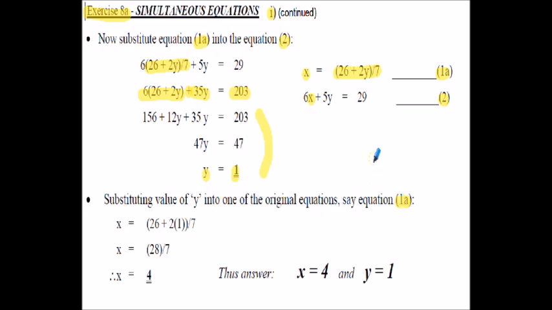To find the value of x, what we do is we back substitute into equation 1a. So we've got the value of y now, and we're simply going to put that into equation 1a here to find the value of x. So x is equal to the 26 plus 2 times the y, and the y we know is 1. Evaluating that, you get x equal to 4. So our solutions in this case is x equal to 4 and y is equal to 1. And we can always check those answers by putting them back into the original equations and see if the equations balance.